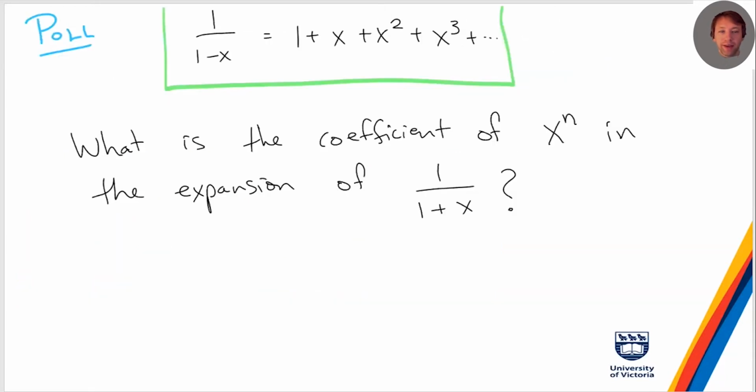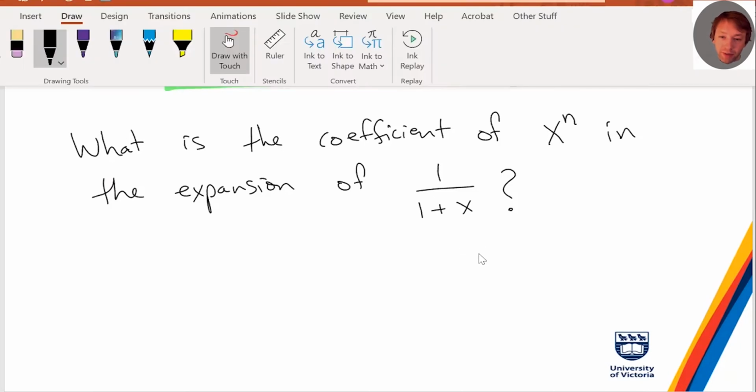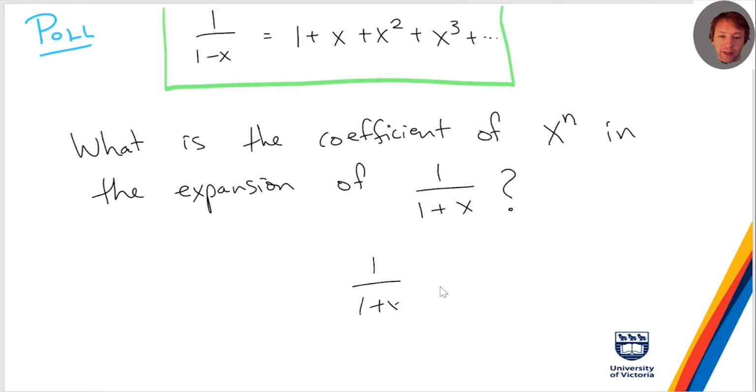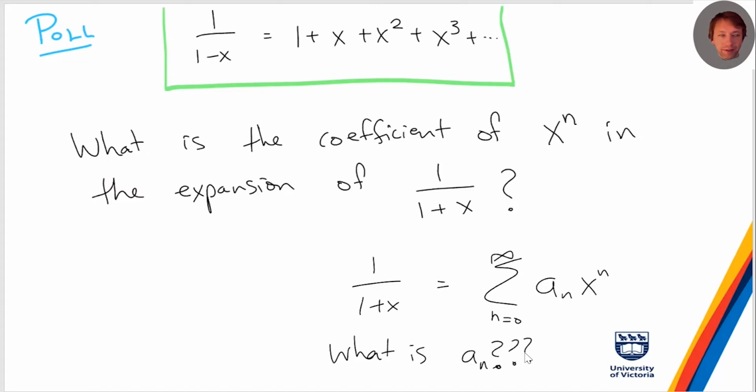Okay, let me kind of get you to think about this. So here's a poll. I've told you what 1 over 1 minus x is. So I want to now know what is 1 over 1 plus x, in terms of a sum. So if I wanted to write out 1 over 1 plus x in the form sum of a_n x to the n, I want to know what is a_n. So any thoughts about that? We've got answers coming in the poll, not very many answers so far.